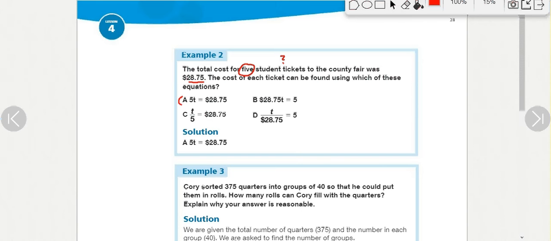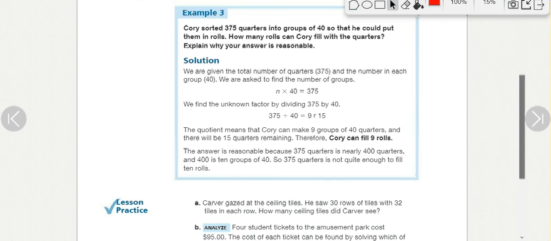So I like letter A for an equation setting up the solution, because 5 times amount of ticket, cost of ticket I should say, is that $28.75, and that's what they agree with. They like that one too. I probably wouldn't care if you had T times 5 equals $28.75. I don't really care what order you put these into, but they are the factors. That's the only way you get the right answer. And you have to make sure it makes sense. It's good, reasonable sense.